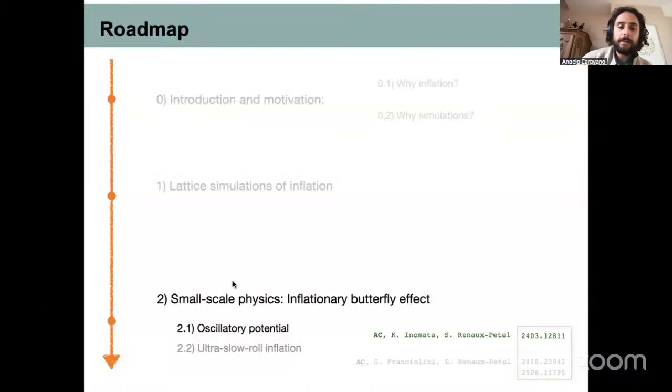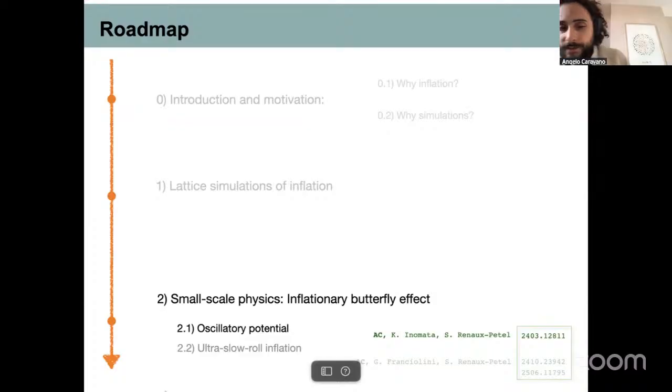Now, let me move to the physics, and I will show you some examples of this technique. I will first focus on an oscillatory potential, some sort of monodromy potential. I will introduce it in a moment. I also studied ultra-slow roll inflation. I'm not sure I have the time to go into the details of that during this talk, but let me start by giving the first example first.